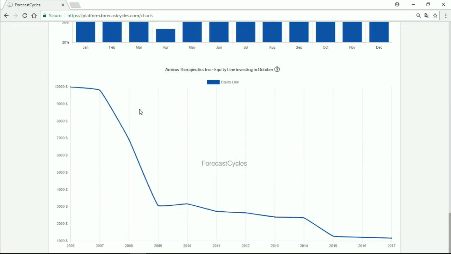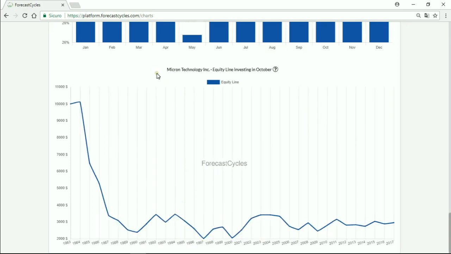This equity line of Amicus is for sure not a good bullish equity line, but it is a good bearish one because it has been following for 10 years. So October is historically a good month for a short selling strategy of Amicus stocks. Instead, this one of Micron Technology is neither a good bullish nor a good bearish equity line, because it's bearish but just in the first years, and then from 1990 it has a lateral trend.